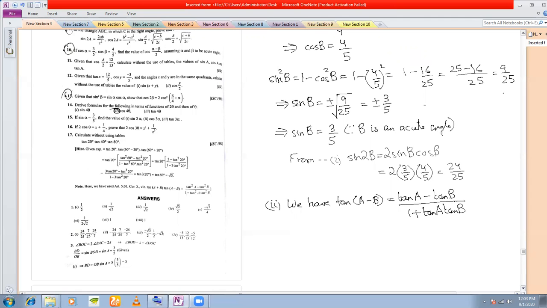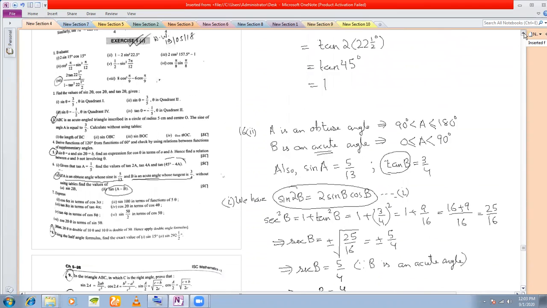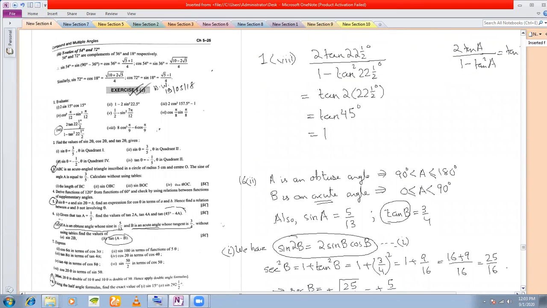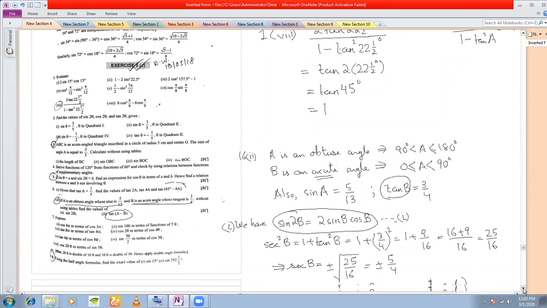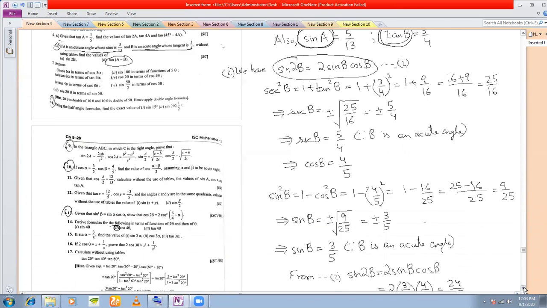So tan(A minus B) is (tan A minus tan B) by (1 plus tan A tan B). So what is given here? Are we given tan A? No, we are not given tan A, but we are given sin A, 5 by 13. Tan B is given, so we can use tan B. But from this sin A, we need to calculate tan A. So let us calculate tan A from sin A.